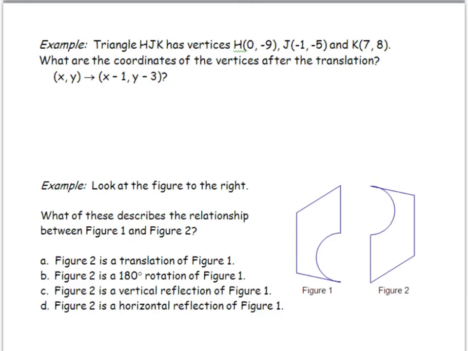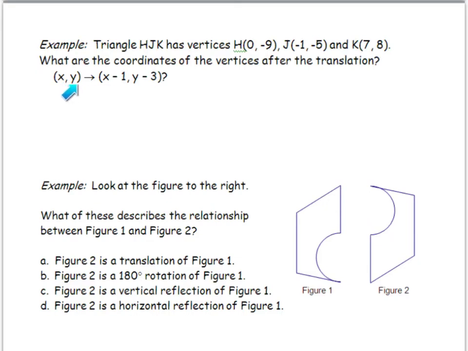For this example, we're going to talk about triangle HJK, and they're giving you what the vertices for that triangle would be. So they're actually giving you the coordinates, and they want you to tell them what the vertices would be after a translation. Remember, a translation is sliding it, and they're giving you a rule to follow.